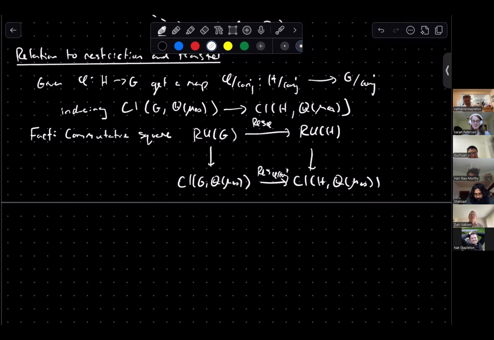Okay. The transfer is a little bit complicated looking.